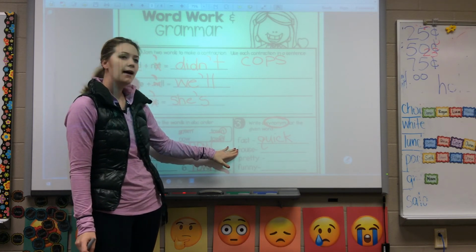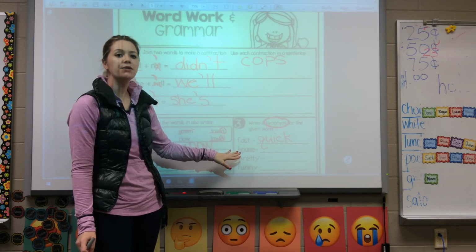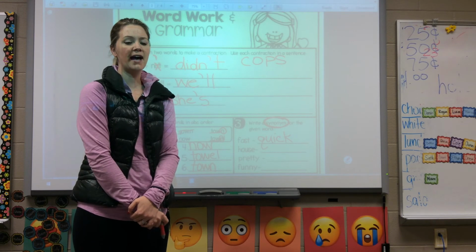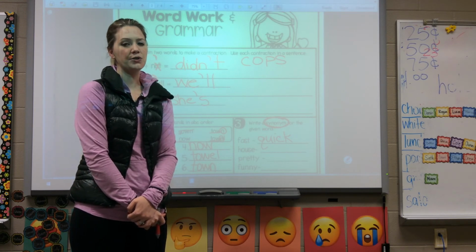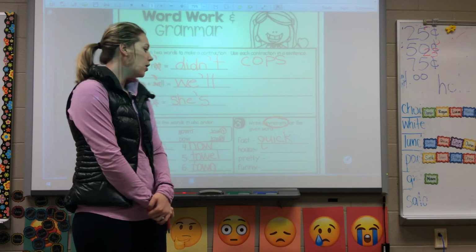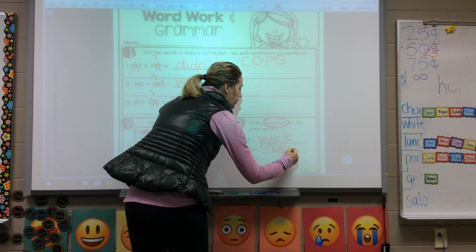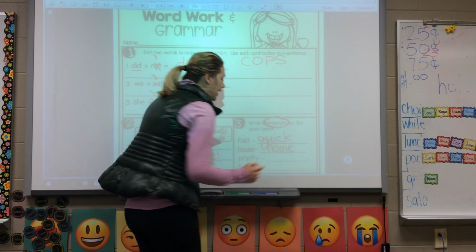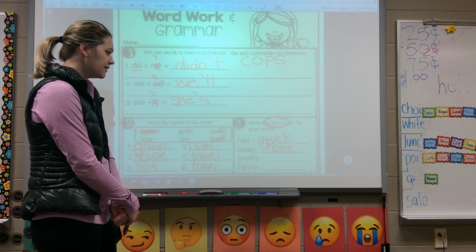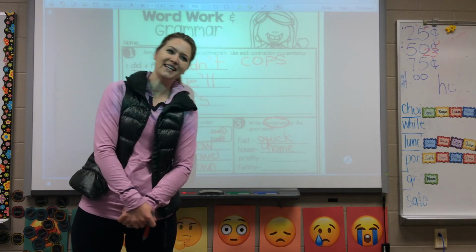House, okay? My house is in the middle of town. What is another word we could use for house? My home. H-O-M-E. My home is in the middle of town. The next 2 are pretty easy, okay? And we're going to use the word pretty, okay?